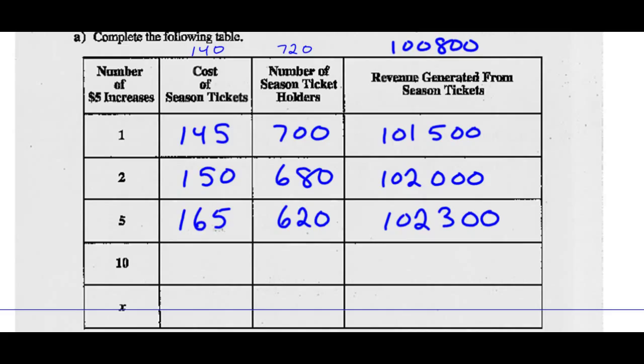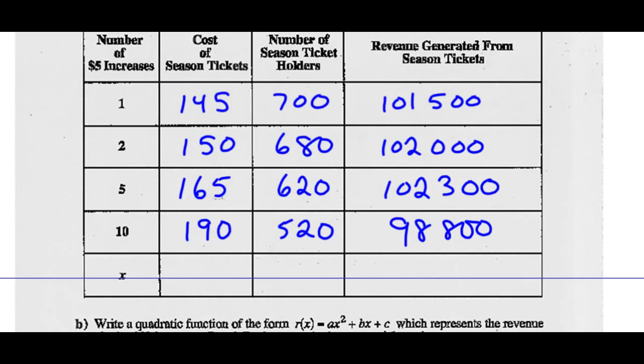If we have 10 ticket increases of $5, that's a $50 increase added to the 140, which is $190. We lose 10 times 20, which is 200 people, so we're down to 520 people buying season tickets or renewing them. And that gives us 98,800. So at this point, we're no longer making more money. We're now losing money if we increase it too much.